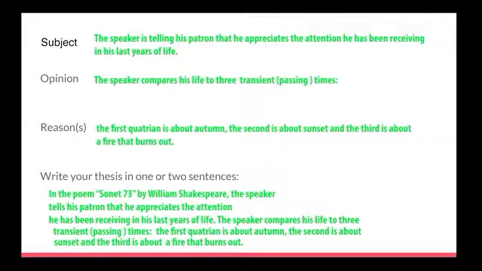Okay, so in order to begin our essay, and a lot of you have been telling me, I don't know how to start my paper. You use subject, opinion, and reason. I'm sorry, I missed something here. No, I'm not ready for that.